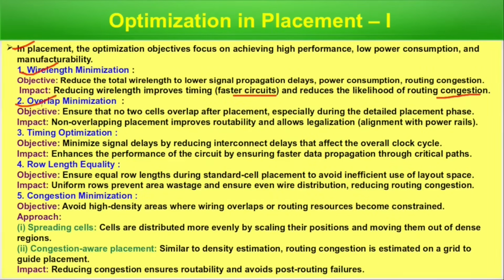Second is overlap minimization, because in global placement, the first step, cells are approximately placed, not accurately placed. That is fixed during legalization, the second step, with more refinement in placing those modules. If the modules are not properly placed, then overlap may happen. The objective is to ensure no two cells overlap after placement, especially during the detailed placement phase. Even if there is an overlap in global placement, we have to correct it during legalization and detailed placement.